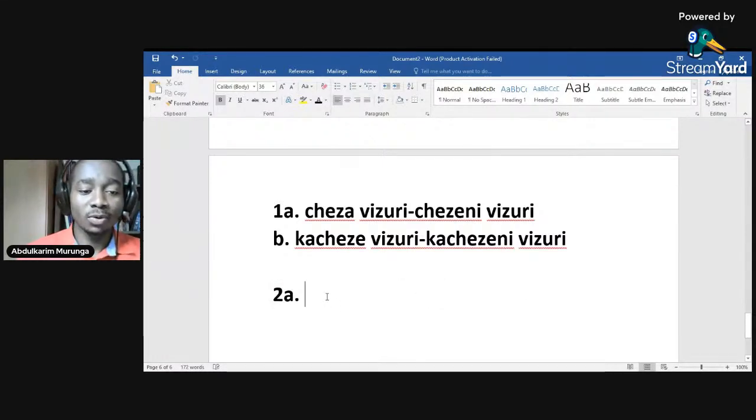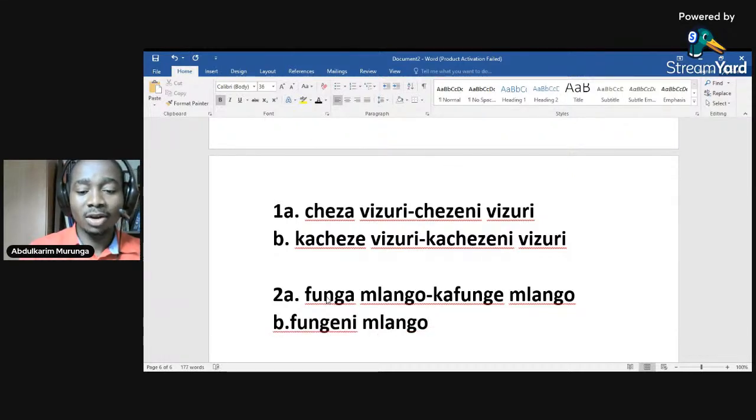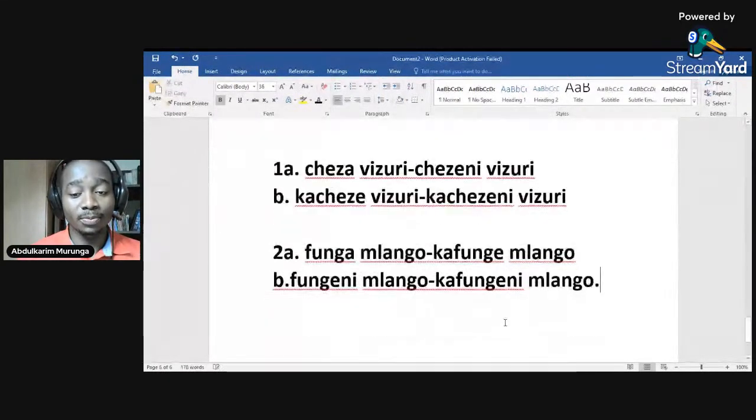Funga mlango, close the door. You tell someone funga mlango. You hear some people saying kafunge mlango. Fungeni mlango is when you're telling many people fungeni mlango. You can also say kafungeni mlango. Sawa? Kafungeni mlango.